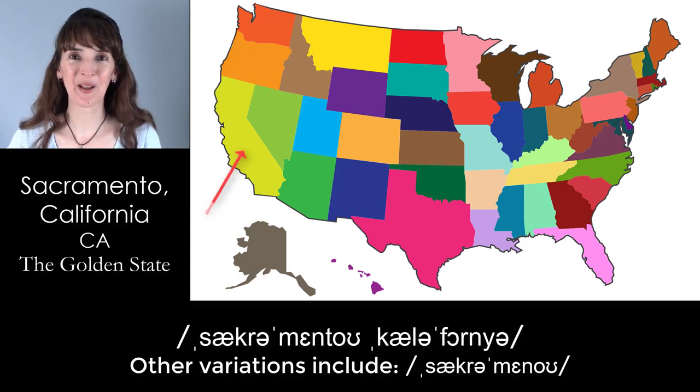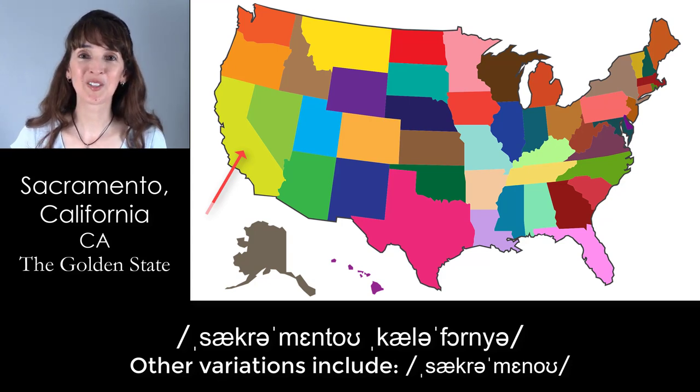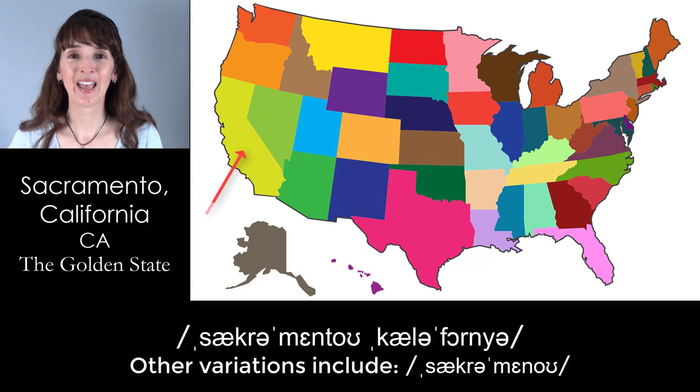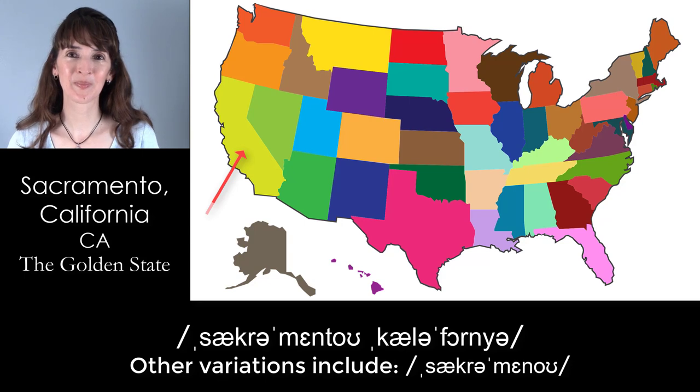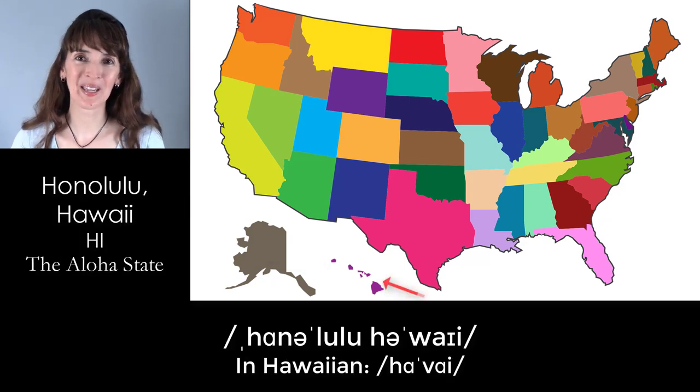Sacramento, California, the Golden State. We can drop the T in Sacramento. Sacramento can become Sacramento, just like Santa Fe, Atlanta. Sacramento, California. Juneau, Alaska, our 49th state and our largest state. Honolulu, Hawaii, the Aloha State. Hawaii is our 50th state.